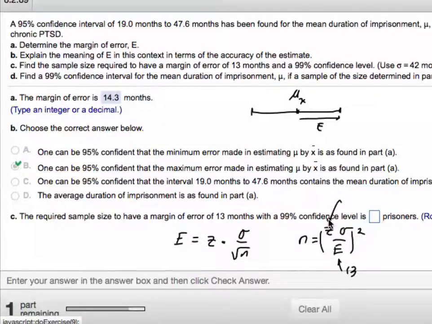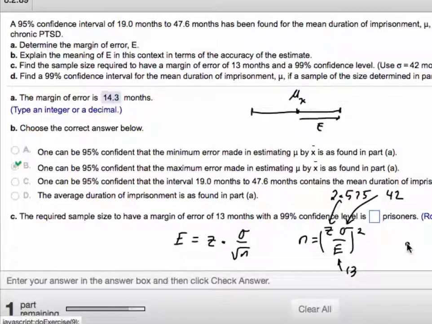99% confidence means Z of 2, that doesn't sound right. What's our 99% Z value? 2.58. I don't think it's 2.58. Is it? Okay, sorry, you're right. That just didn't ring a bell. 2.575. Okay, and then sigma is going to be the same sigma. Do we have sigma? They give it to you on there. There it is, 42. Thank you. So let's crank that out. 2.575 times 42 over 13.